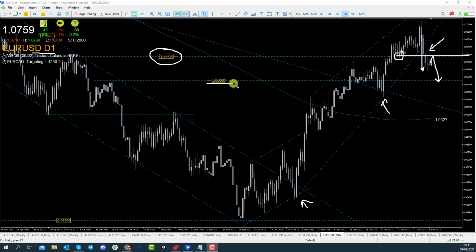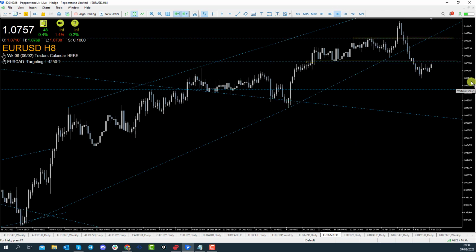Now I do have the 1.0600 marked in here as a key level of support, but we may want to look a little bit lower as well, because we do have a low which interacted with a trend line from the higher time frame that could also be targets for sellers. Now the market's at a little bit of support at the moment.